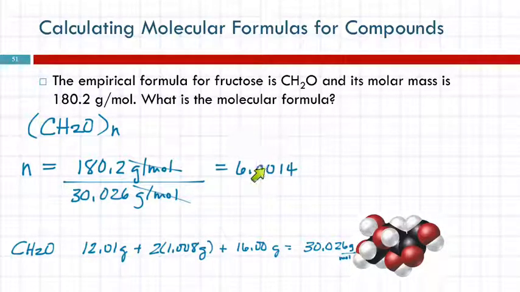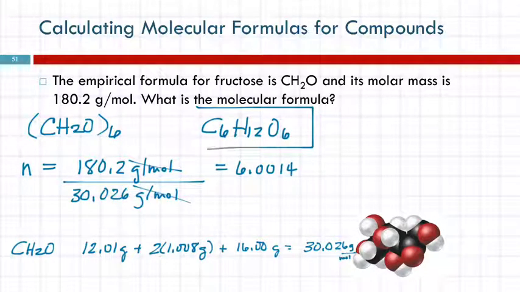So this comes out to 6. What that tells me is that there are 6 of these units in an actual molecule. So N is 6, so that means I take the empirical formula and I'm multiplying all the subscripts by 6. Don't leave it like this. That's just a way of writing it to help you understand what we're doing. So the actual formula then would be C6H12O6. The actual molecule has 6 carbons, 12 hydrogens, and 6 oxygens.